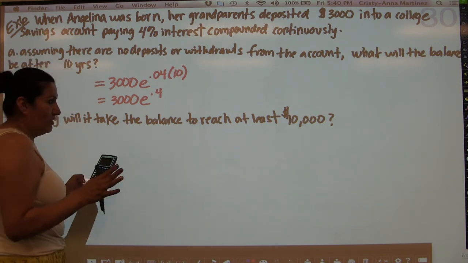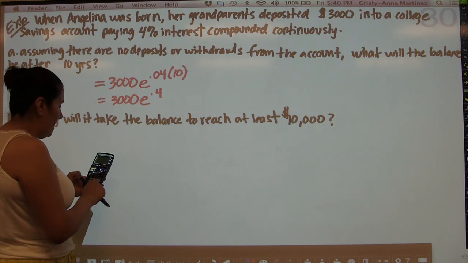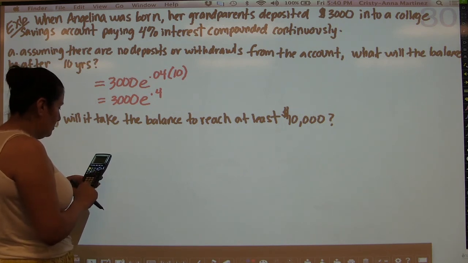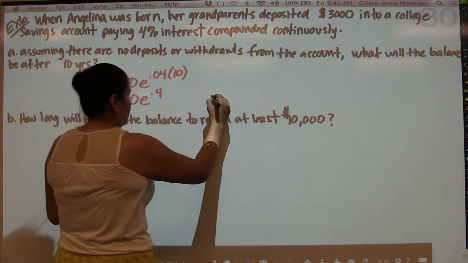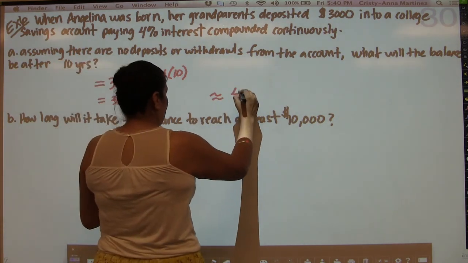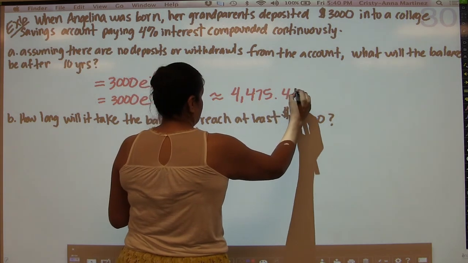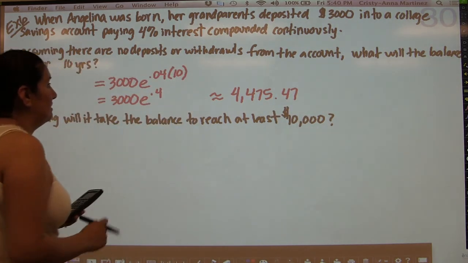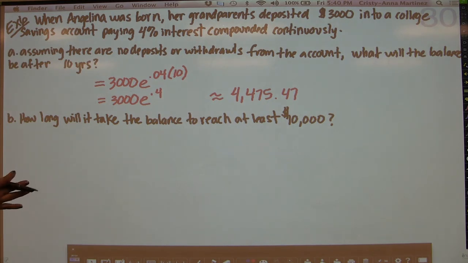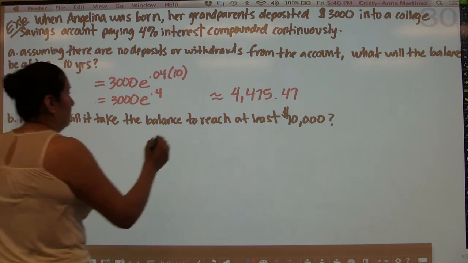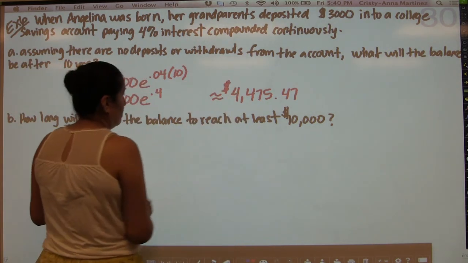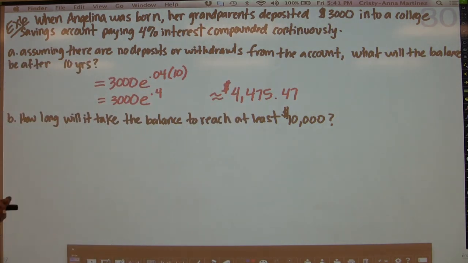I'm not going to do anything with that. I'm just going to automatically go times. So I'm going to take that amount times 3,000, and I'm going to get approximately $4,475.47. So after 10 years, she hasn't really made that much, roughly a little bit under $1,500 that the account has grown. Now she has $4,475. It's not going to go very far this day and age as far as college tuition goes. But nonetheless, we've answered the question.